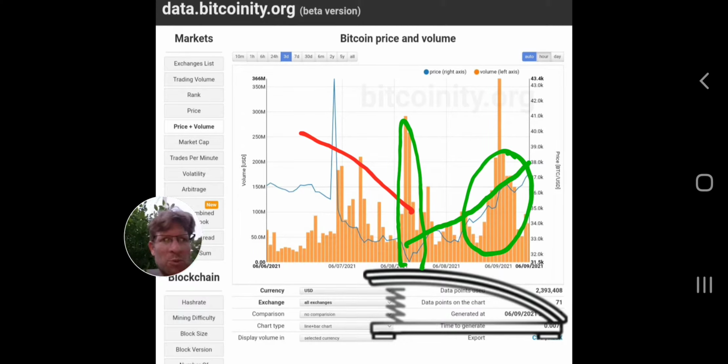So this is what a springboard is. A springboard is when you have your spring, right, that we talked about before, but it's on high volume. If we had weak volume here, this would be a very bad sign. But so far, so good. This is relatively high volume.